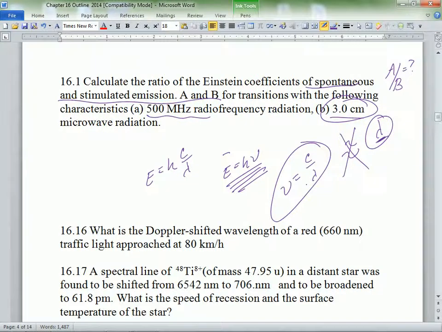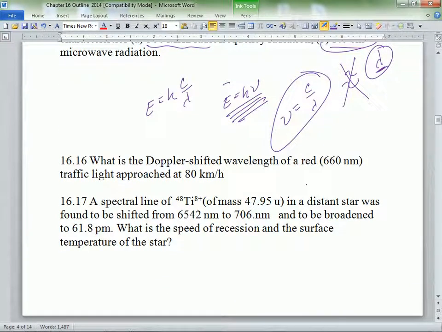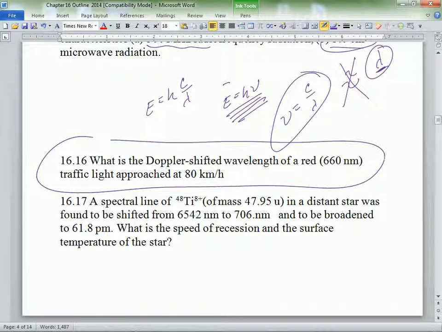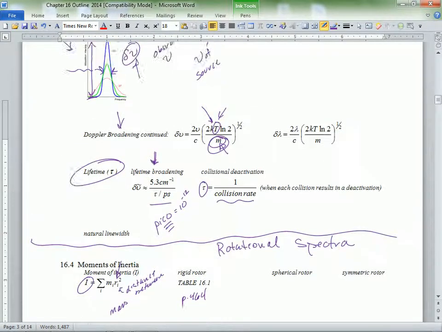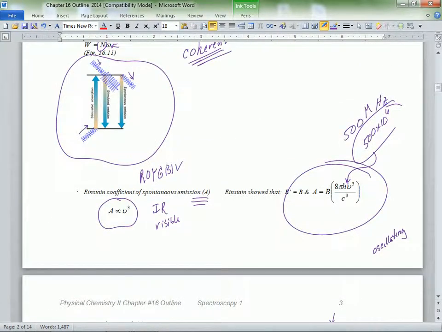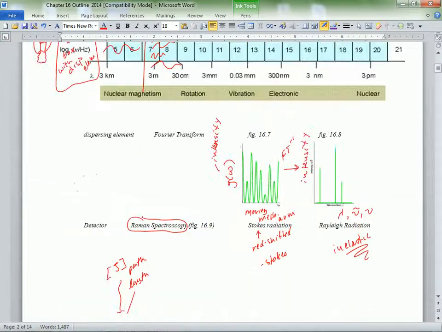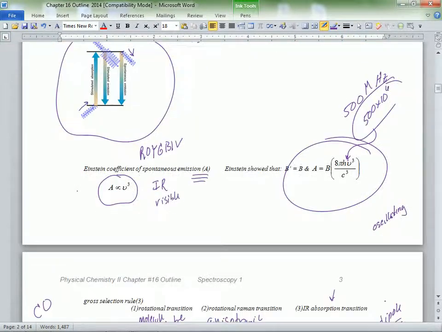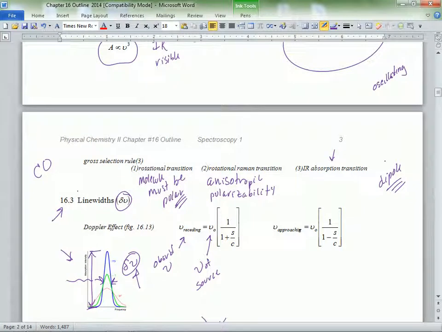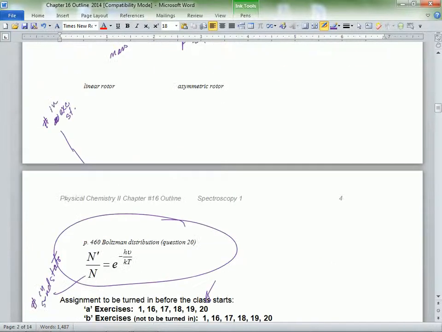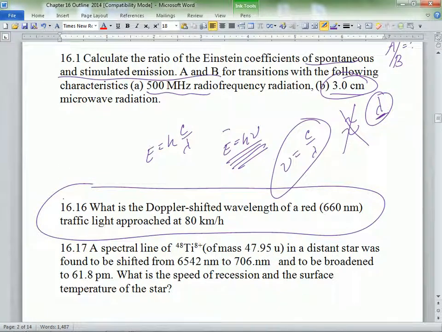What is the Doppler shifted wavelength of a red traffic light you're approaching at 80 kilometers per hour? I guess you're going to need a monochromator to actually tell that it's not 660 nanometers anymore. But you're approaching that red stoplight. You probably need a Corvette to do that. Where is this Doppler stuff? I go too fast. Here it is, right? I should have written down all the numbers. I don't know which one we're talking about.